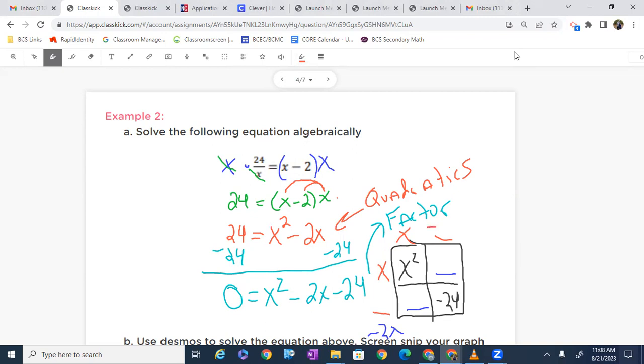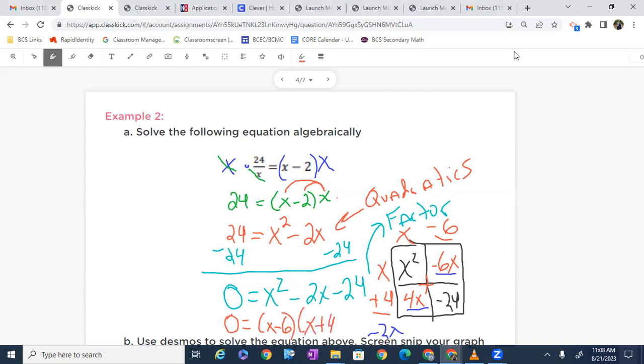I'm thinking that would be negative 6 and positive 4. 4 times negative 6 is negative 24. Negative 6x plus positive 4x is going to be negative 2x. So we get 0 equals x minus 6 and x plus 4.